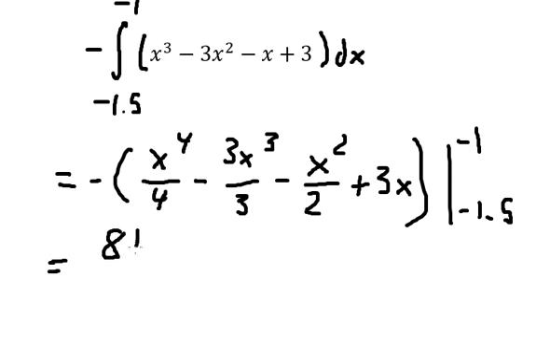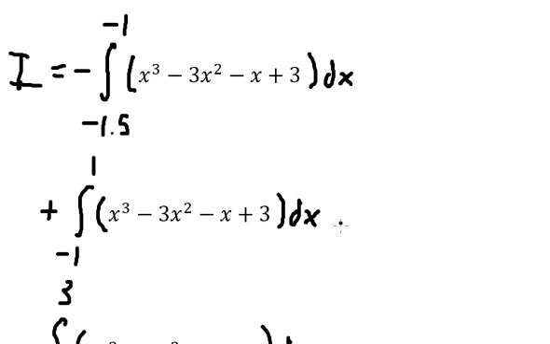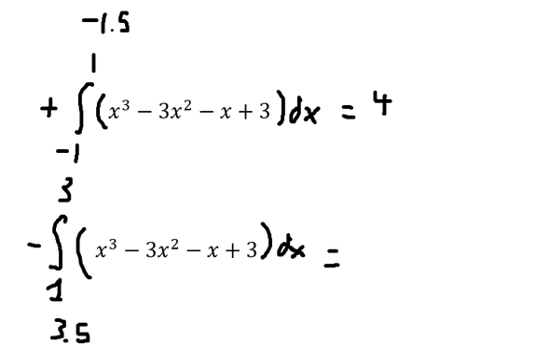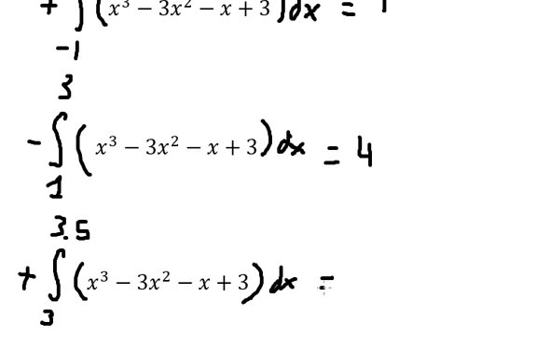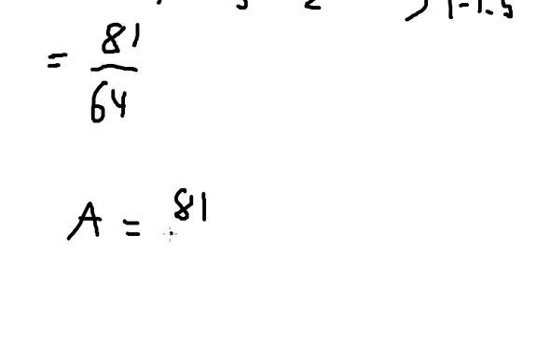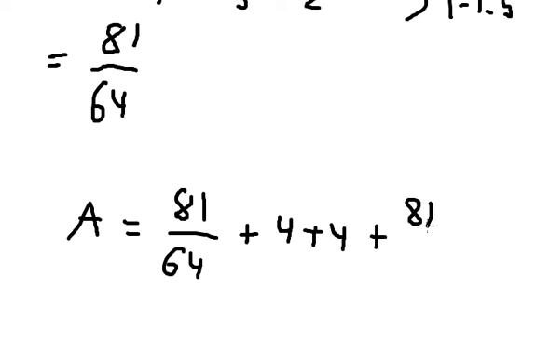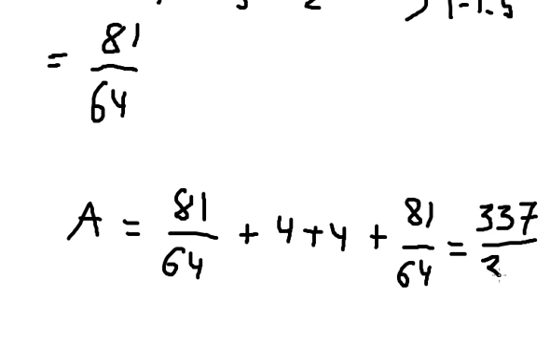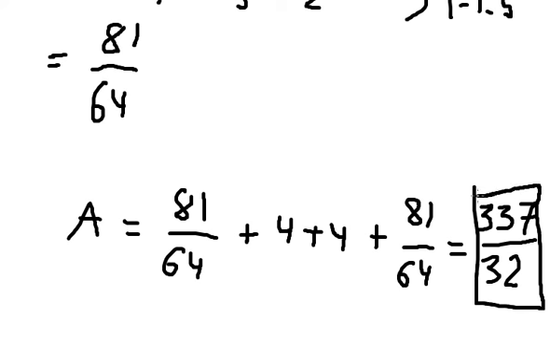We have 81 over 64. If we do the same technique, this one, we will have number 4 in here. This one, we have number 4 in here. This one, we have 81 over 64. Now we zoom on the area in here. And we have 337 over 32. And this is the final answer we need to find in here.